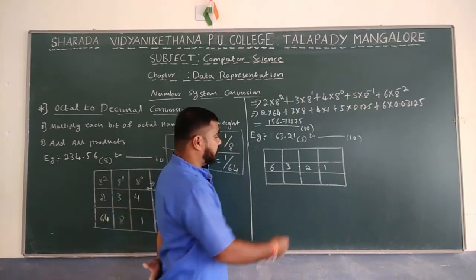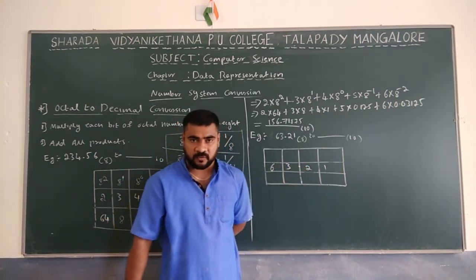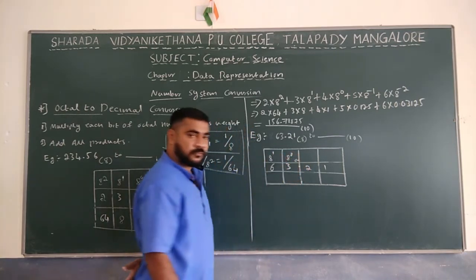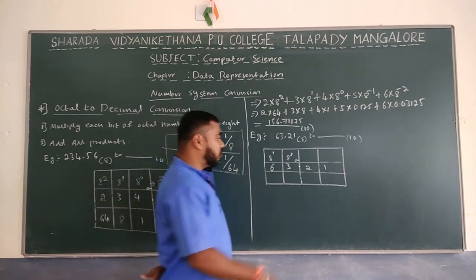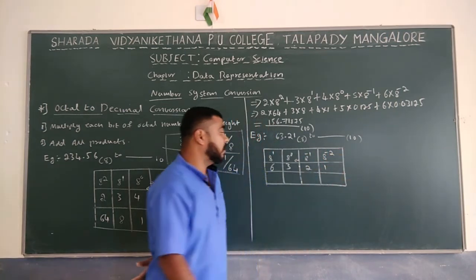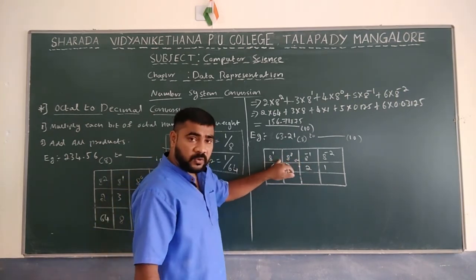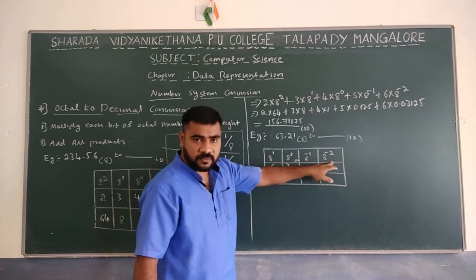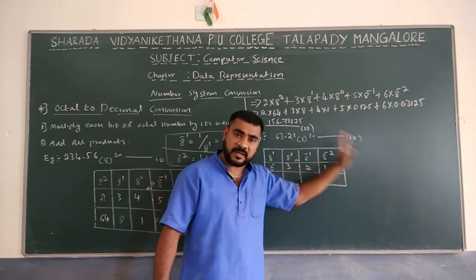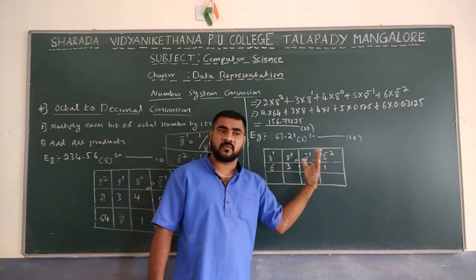In the example, starting from the octal point, towards the left side, this is the 0th position: 8 to the power 0, 8 to the power 1. Towards the right side, 8 to the power minus 1, 8 to the power minus 2. Remember, it is 0, 1, not 1, 2. Here it is minus 1, minus 2, not 0, minus 1. So towards the right side, it is minus 1, minus 2, minus 3, minus 4, minus 5, starting from minus 1. Towards the left side, it is 0, 1, 2, 3, not 1, 2, 3.